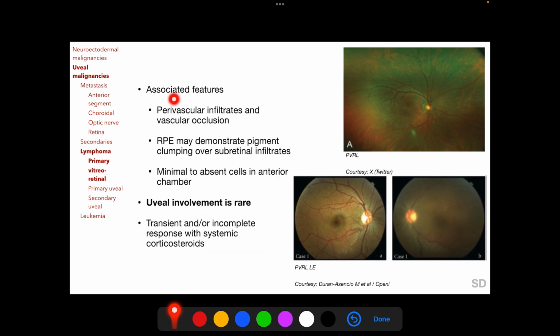Associated features of PVRL include perivascular infiltrates and vascular occlusion, as well as RPE pigment clumping over subretinal infiltrates. There can be minimal to absent cells in the anterior chamber. In PVRL, characteristically, uveal involvement is rare, which distinguishes it from primary uveal lymphoma, which has a much better prognosis. PVRL typically shows transient and or incomplete response with systemic corticosteroids. So typically these patients are initially labeled as posterior uveitis patients responding to systemic corticosteroids and recurring during tapering or following withdrawal of steroids, and this happens for multiple cycles before a diagnosis of PVRL is entertained.